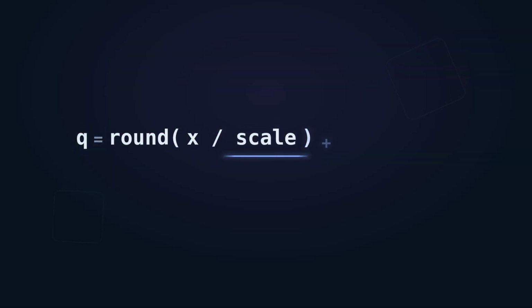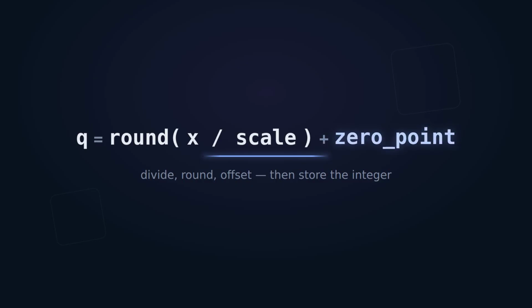So how do you turn a precise number into a tiny one? Here's the trick. You divide the real value by a step size called the scale, round to the nearest whole number, and add a small integer offset. That's it. What you actually store is just that small integer. To use the weight again, you run the map backward. Multiply the integer by the scale, subtract the offset, and you get something close to the original.